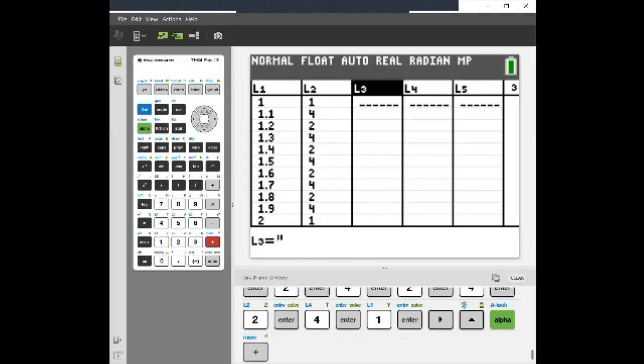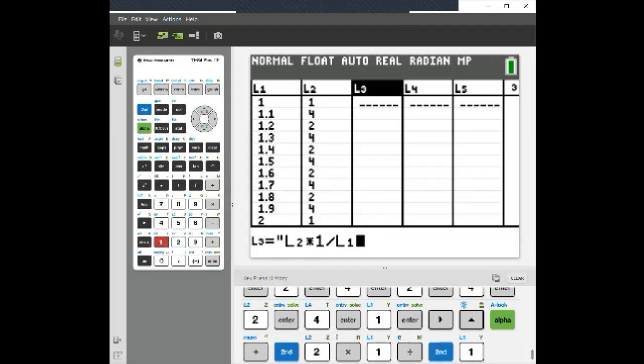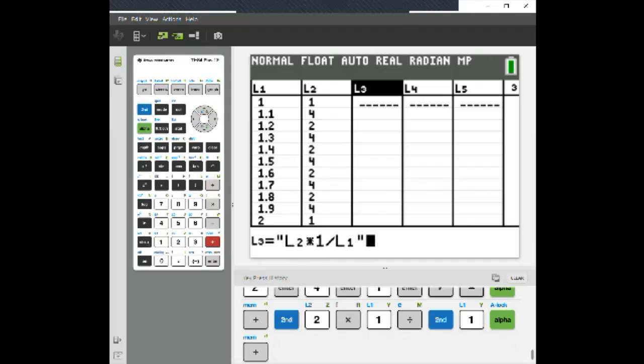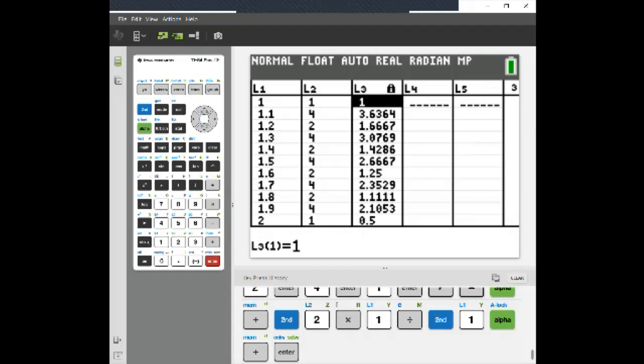And then here, I'm going to put in parentheses my function times my L2. So I'm going to take L2 times my function, which in this case was 1 divided by the values that are in L1. And by using the quotes, it's going to remember that function. So I'll show you, I can now calculate Simpson's rule, but I can also do the trapezoidal rule pretty quickly.